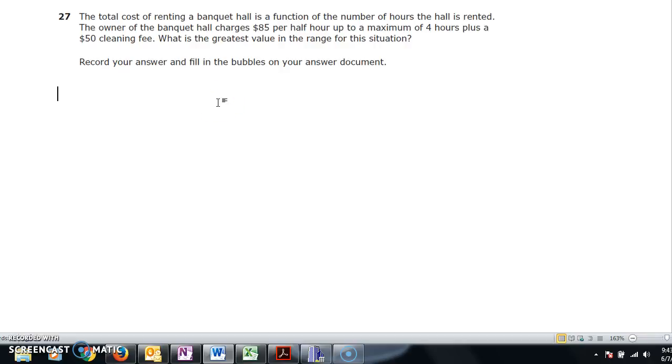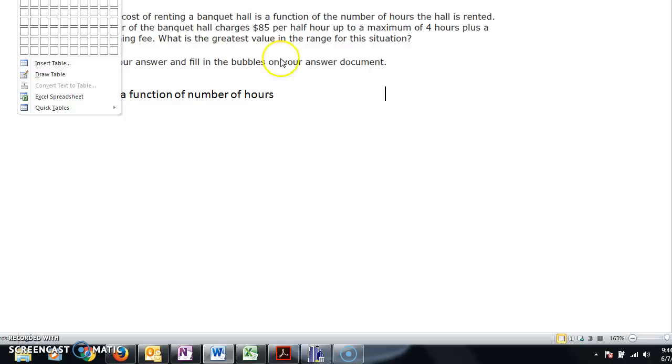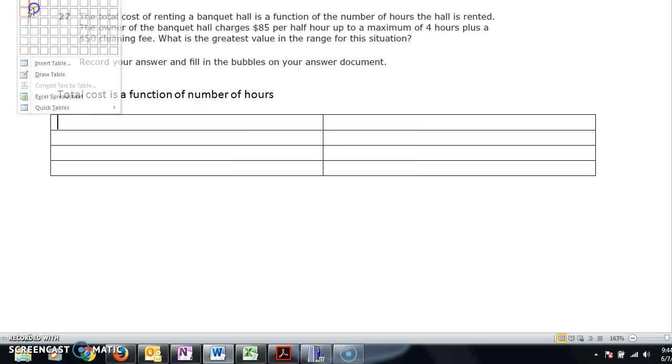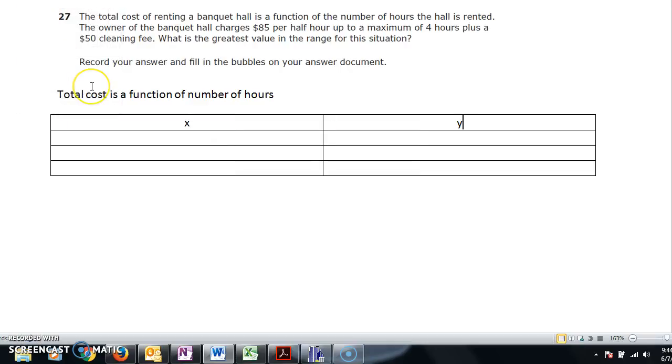Alright, let's break this down again. We don't get an equation here, so we need to figure out this situation using our own numbers. It says the total cost of renting a banquet hall is a function of the number of hours. So total cost is a function of number of hours. We have to figure out which one is my X and which one is my Y. So here's a quick little table to remind us for our X and Y vocabulary.